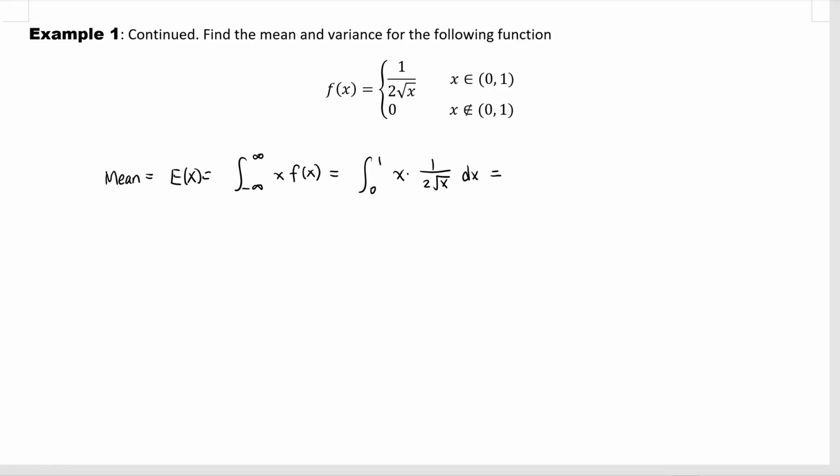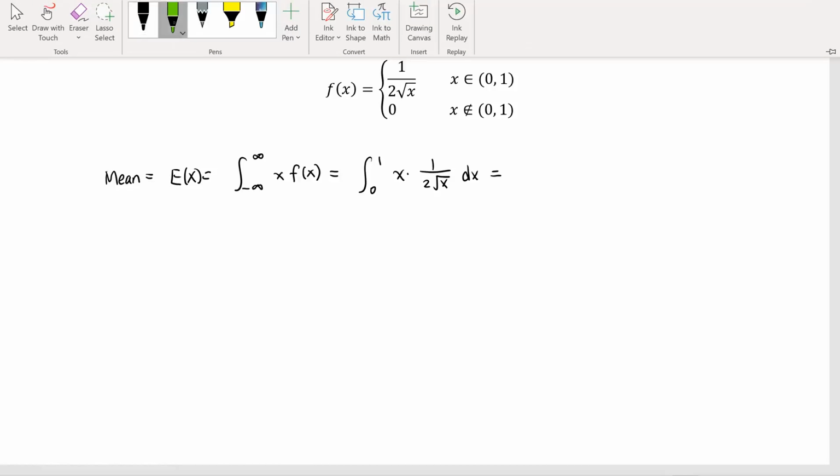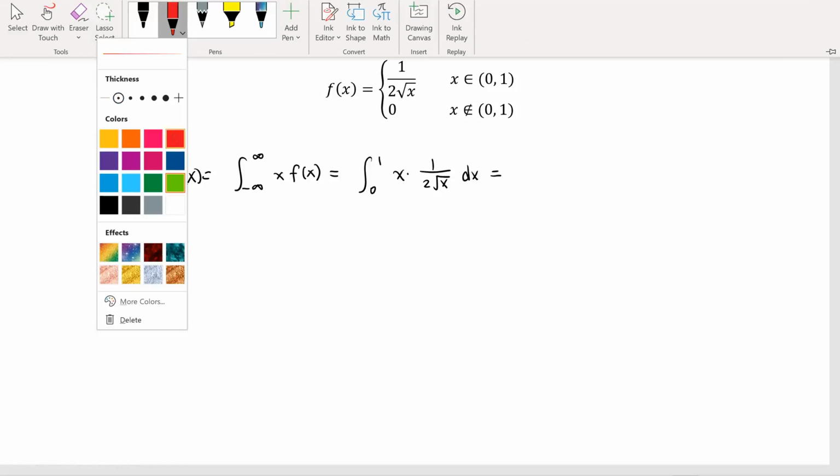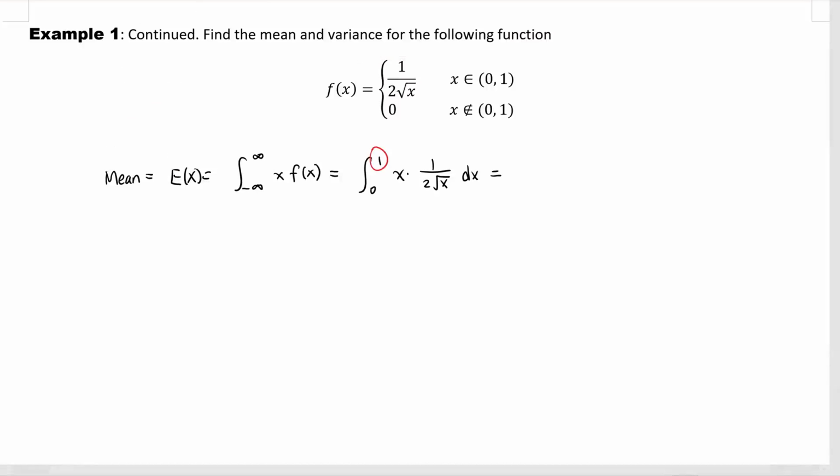Here you have to be very careful because many students make this mistake. If you still put the limits as minus infinity to infinity, you might get a very big integral. So don't forget to restrict the integral to the non-zero values of f.